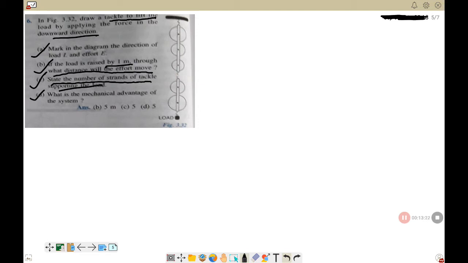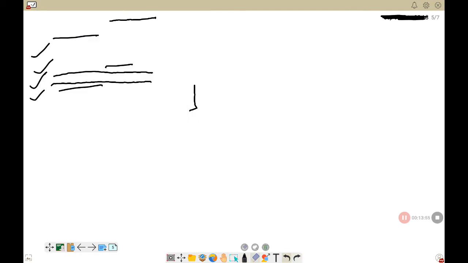Alright, so first of all, what you need to do for this kind of sums is, you need to draw the diagram. Okay, because for number A, you need to mark the load and effort. Understand? And also to draw the tackle. And the question says you have to draw the tackle, which means you cannot draw the tackle on the question paper. So you need to draw the figure first. Understand? So right now here, I'm not drawing the diagram. But please remember, you need to draw the figure.